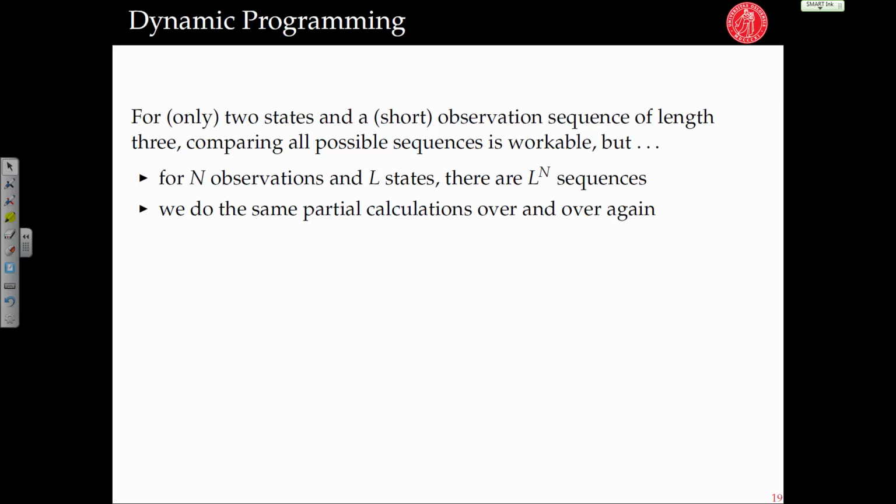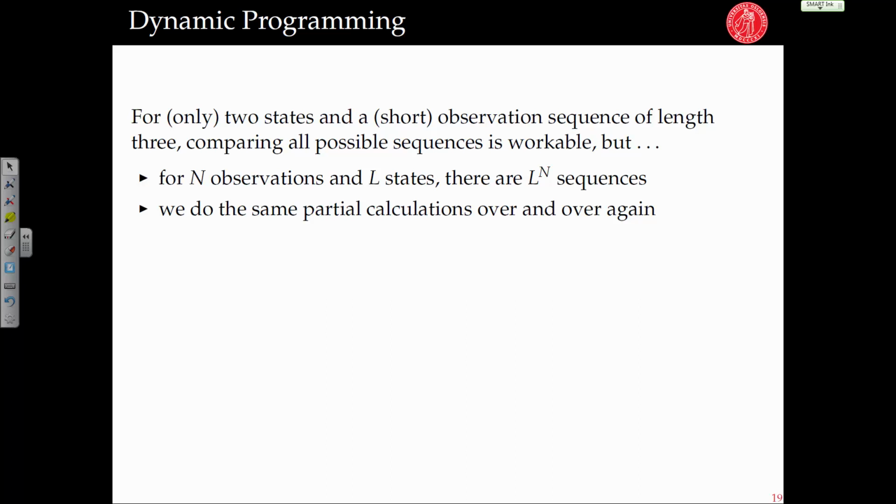So the growth is exponential in terms of the length of the observation sequence. In a treebank part-of-speech tagging problem, you will have 45 to the power of 8, for example, if the length of your sequence is 8. So you can compute that. It's immediately clear that this is not doable, as in enumerating all possible sequences.